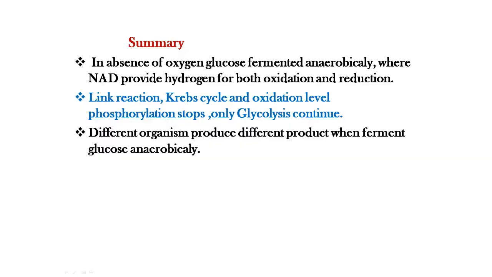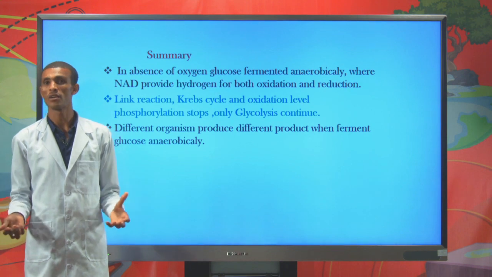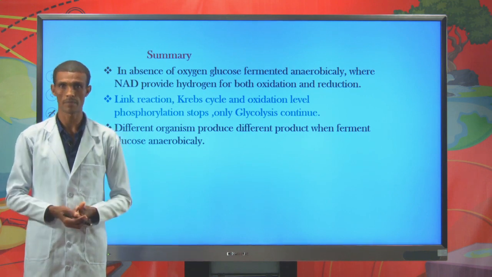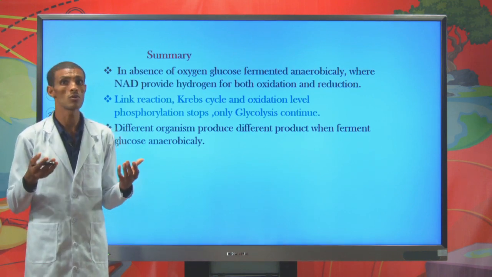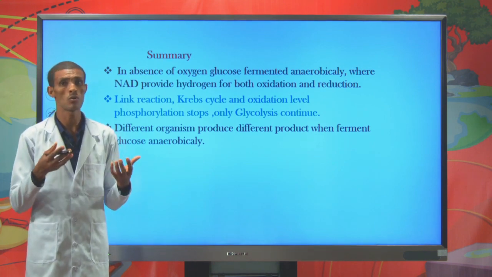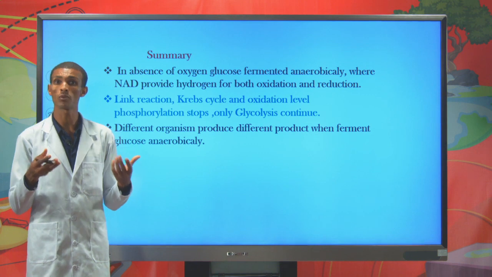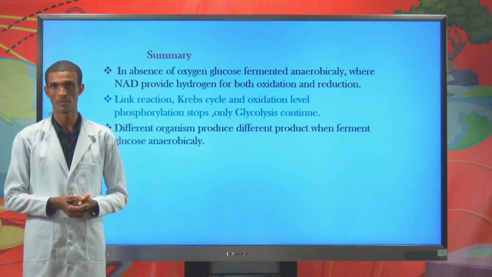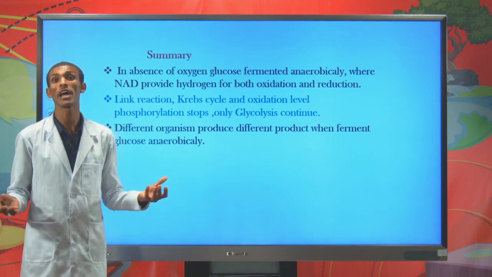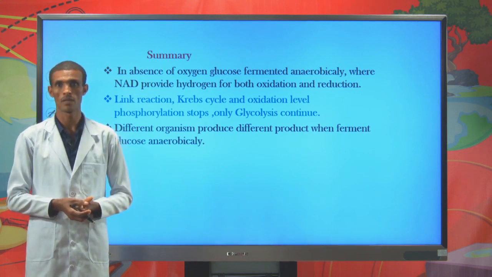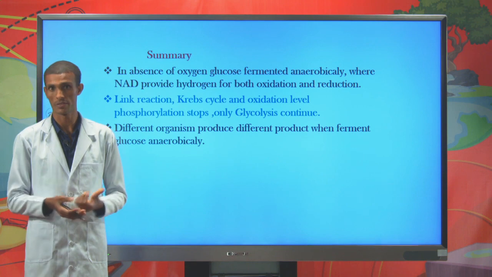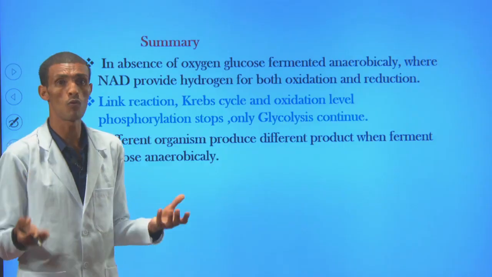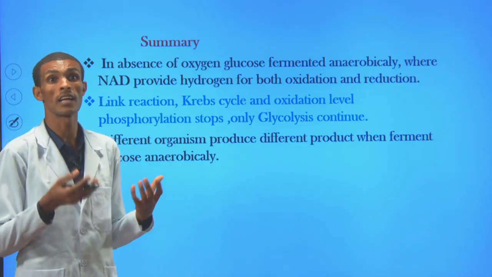Students, in this lesson we have seen what happens and when cells respire anaerobically. We have seen that there is no link reaction, no Krebs cycle, no electron transport and no proton pump if there is no oxygen. The process takes place in the cytoplasm or cytosol of the cell and involves only the glycolysis stage, which needs and produces NAD, which provides hydrogen for both oxidation and reduction under the glycolysis pathway only.